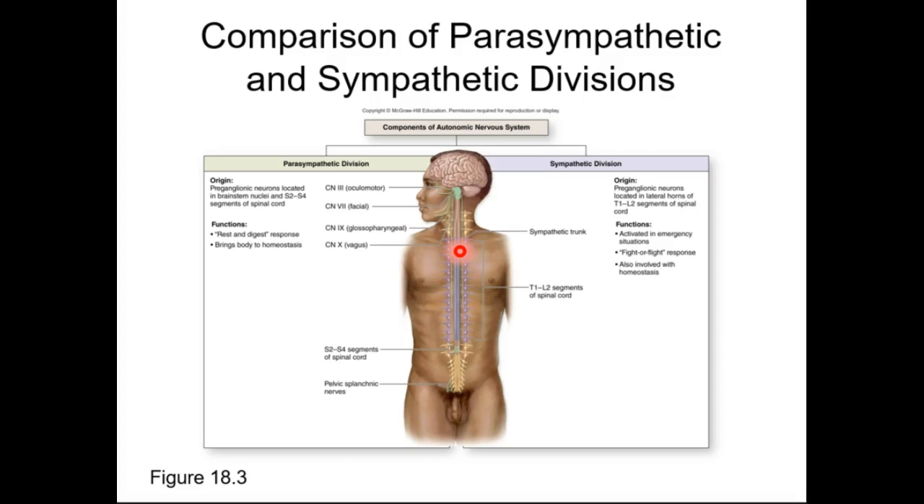So parasympathetic, cranial, and in parentheses, sacral. Explain more why later. Sympathetic, thoracolumbar. And I'm going to put lumbar in parentheses too for you for a reason.